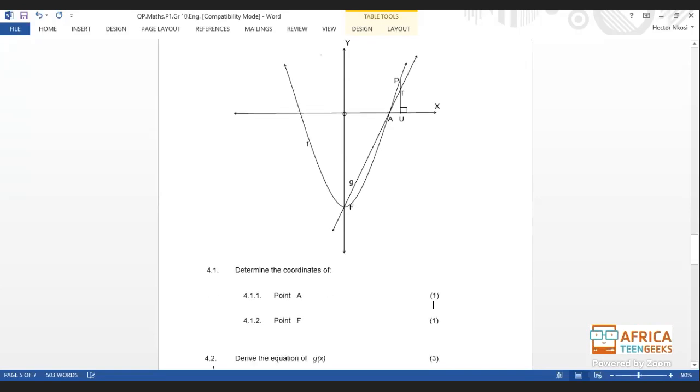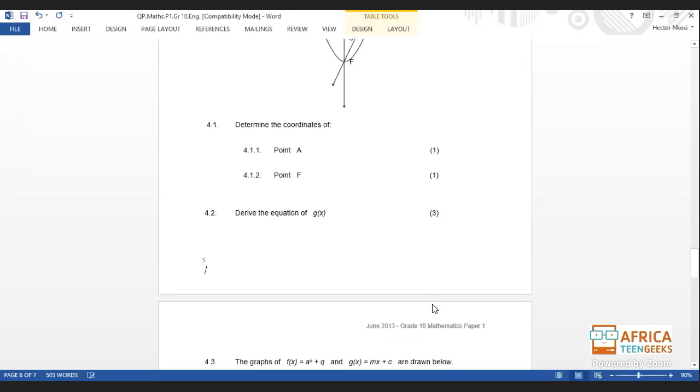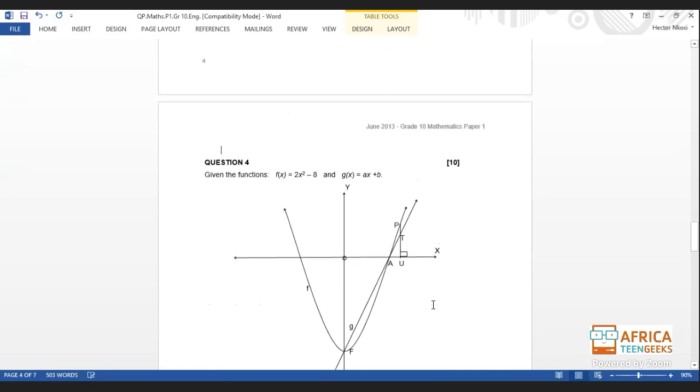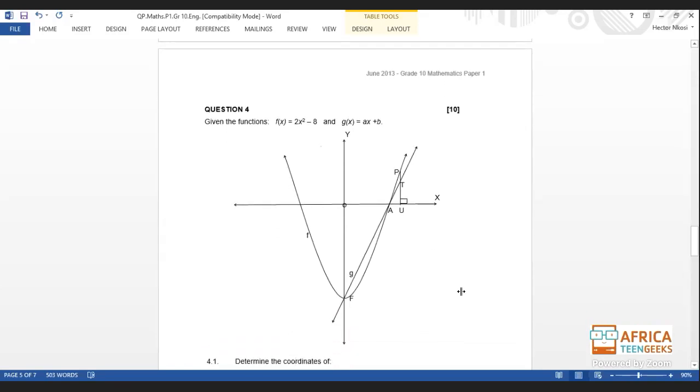4.2 says determine the equation of g of x. So what is g of x? We know that g of x is a straight line. So remember, when you do a straight line equation, you can have 2 points or 1 point and a gradient. In this case, we've got point A and point F. You can calculate the equation of g of x.